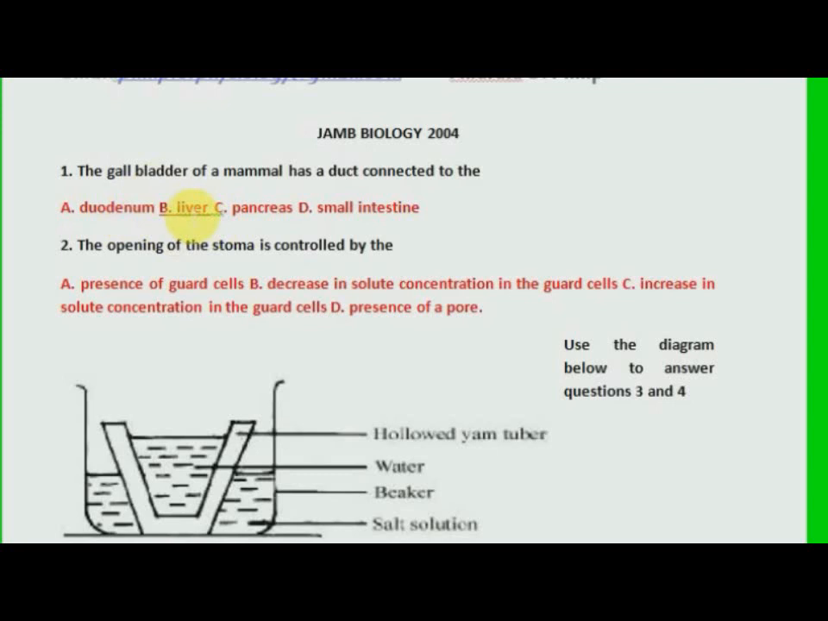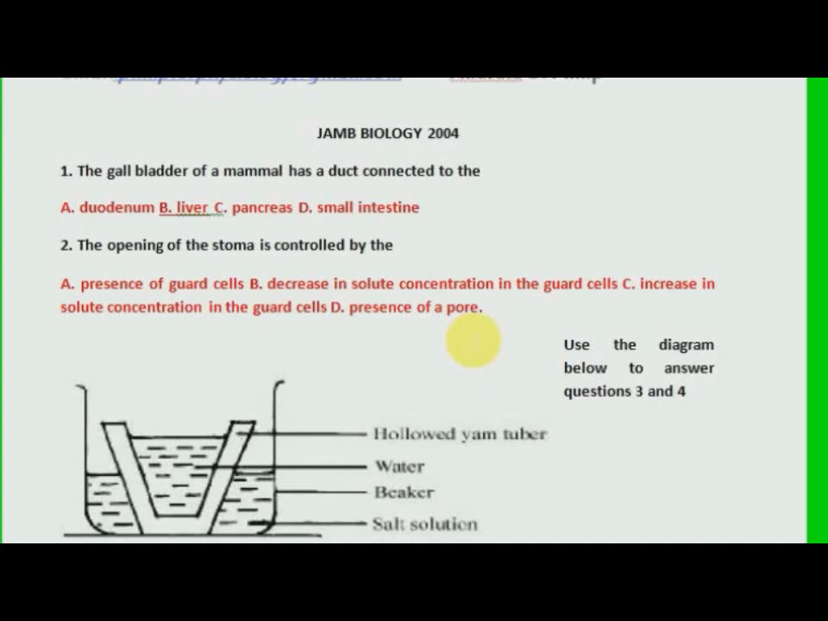All right. Question number 2. The opening of the stoma, which is the singular of stomata, is controlled by the presence of what? Is it the presence of guard cells or? Now let me say this here. The stoma is the opening between two guard cells, and the rule that makes it open is this: when the guard cell becomes turgid, that means it has swollen, then it opens. When it becomes flaccid, that is, it has shrunk, it closes.